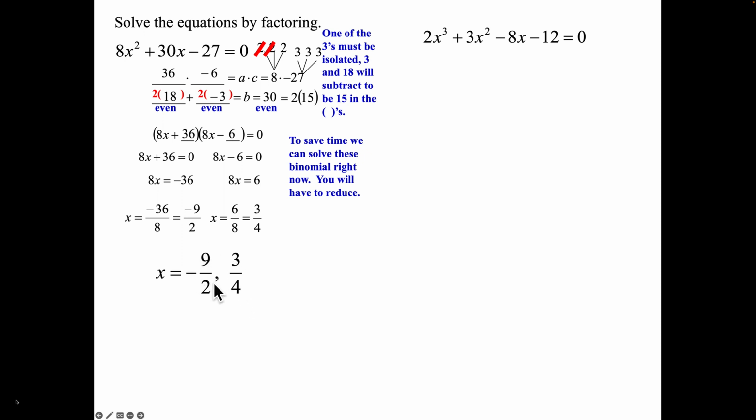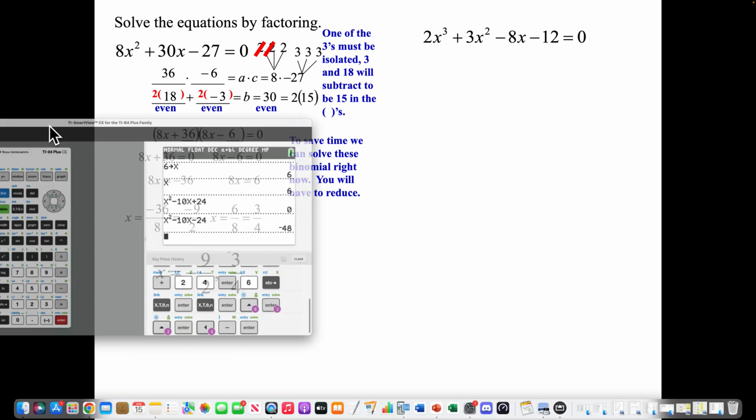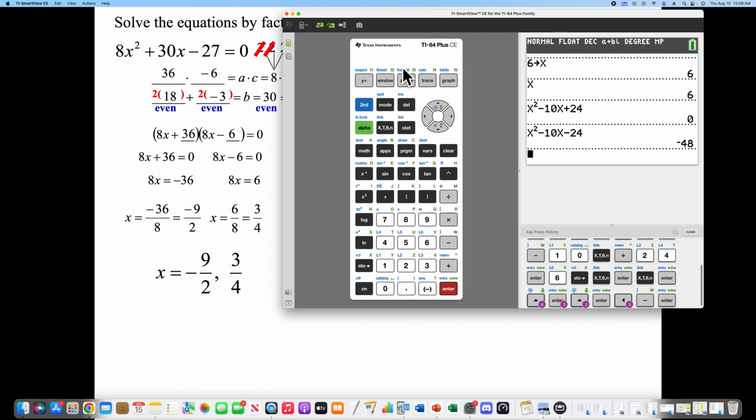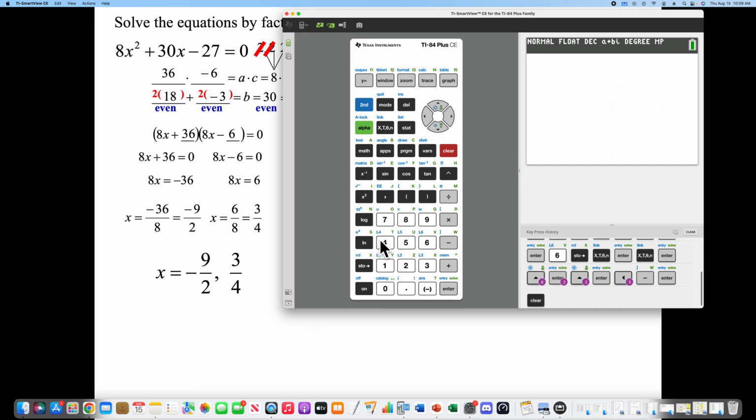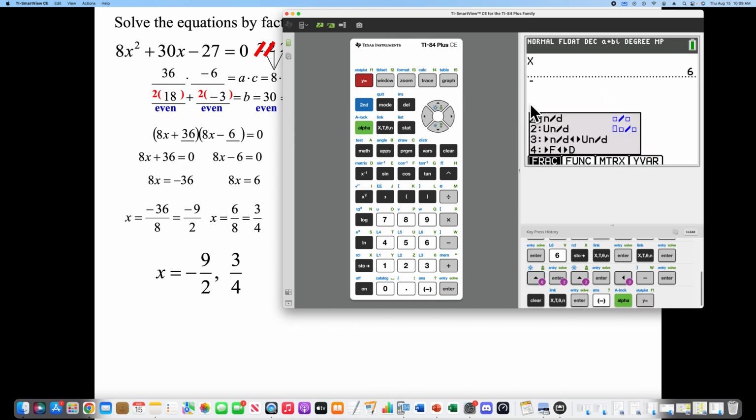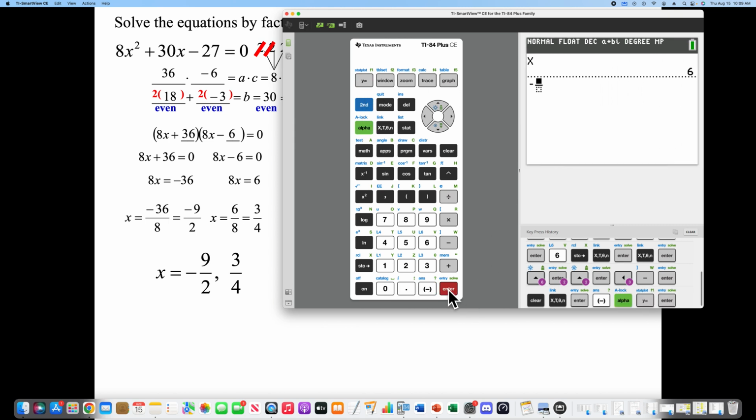So if you wanted to double check your answer here, I'm going to go grab my calculator again just to show you how this works. Clear my screen. Remember, x is still the 6 from before. I'm going to enter a negative. Now I can do fractions here. Alpha y equals gives me a fraction. Choose option 1. 9. Then down arrow to the denominator for a 2. Right arrow out. Store it for x. Enter.